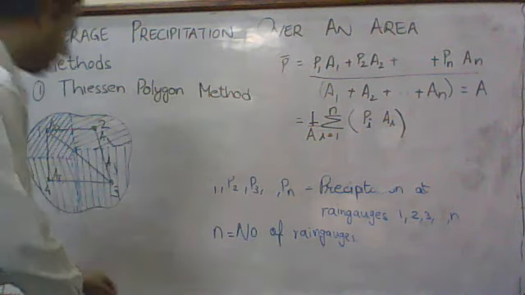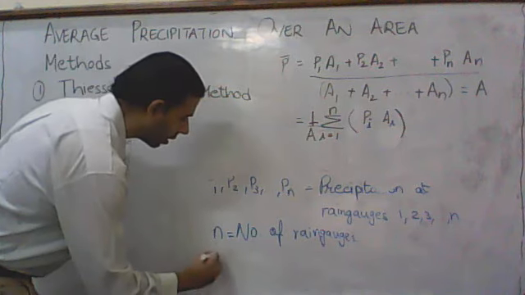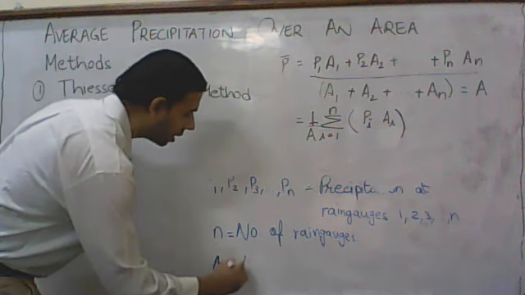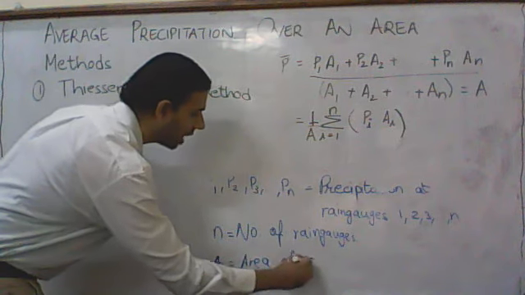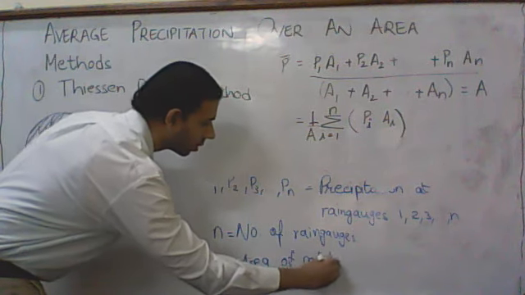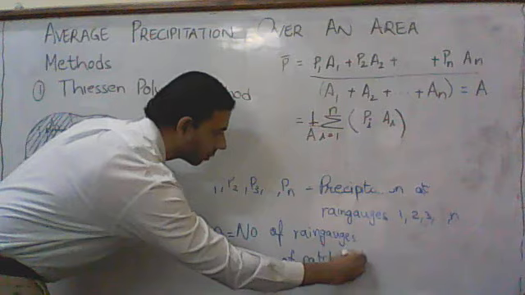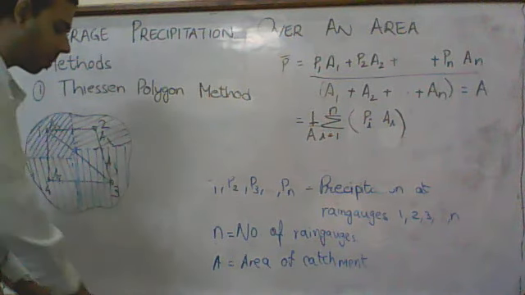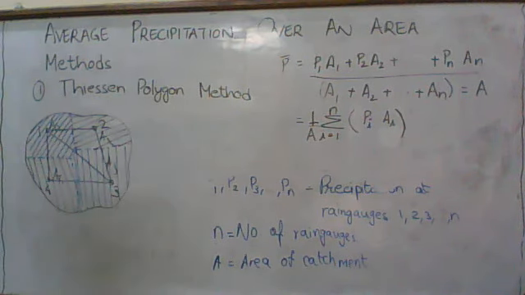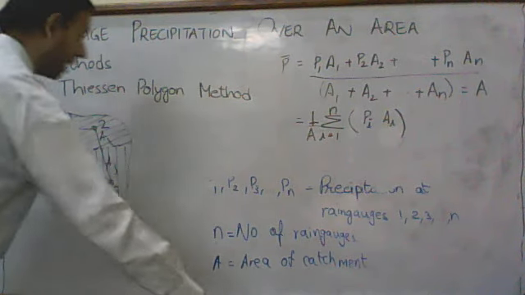And here, what will be A? A is the area of catchment. Okay. So this is the Thiessen polygon method. So this was the second method.